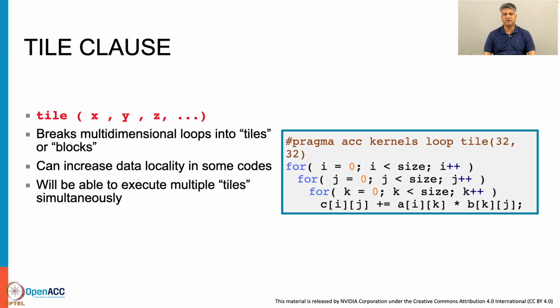The other way you can implement this is something called a tile clause. The tile clause essentially breaks the multidimensional loops into tiles or blocks, and this is very useful to increase data locality. It will be able to execute multiple tiles simultaneously. Again, going back to the example of the matrix multiplication, here we say acc kernels loop tile 32, 32, and essentially it's going to take these loops and break them up into tiles.